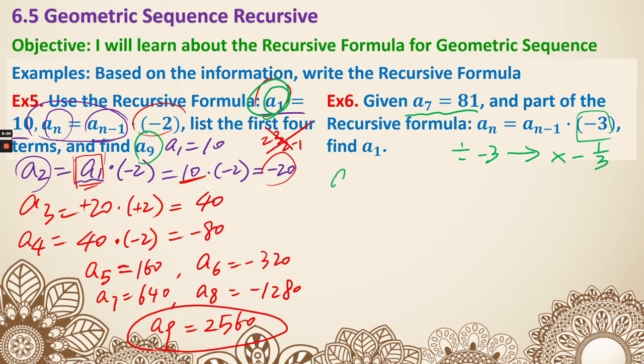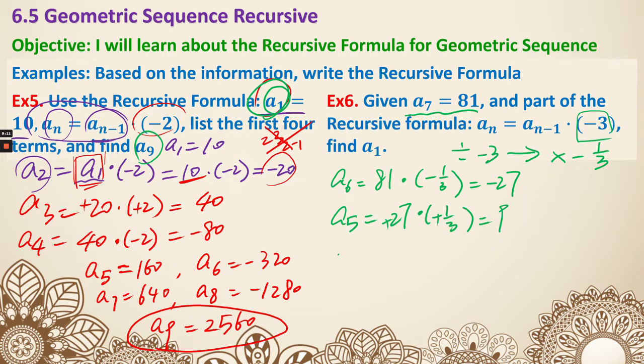So let's go ahead and find a sub 6 first. You're going to need a sub 7 this time, which is 81, then times negative 1/3. That is going to give you negative 27. a sub 5 is going to depend on a sub 6, so it's going to be negative 27 times negative 1/3. Both negative signs become positive, so that is going to be 9. a sub 4, keep going, multiply it by a negative 1/3. That should give you negative 3.